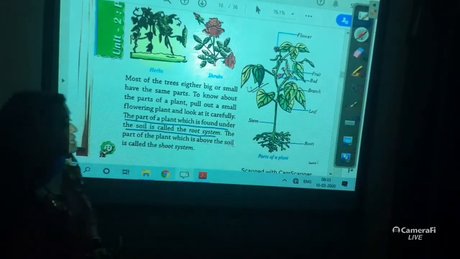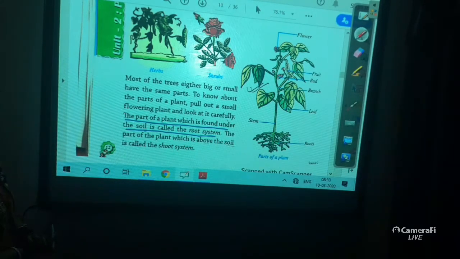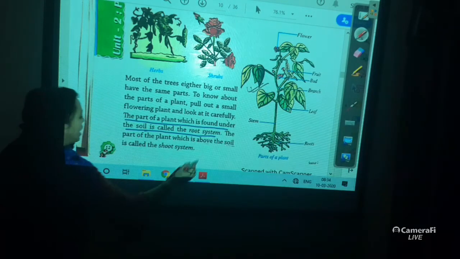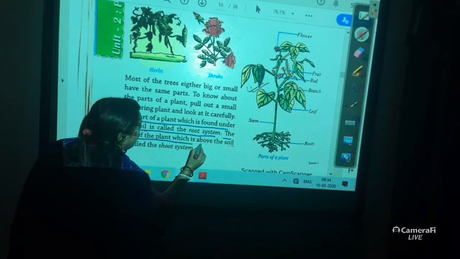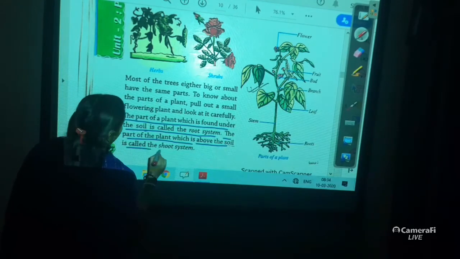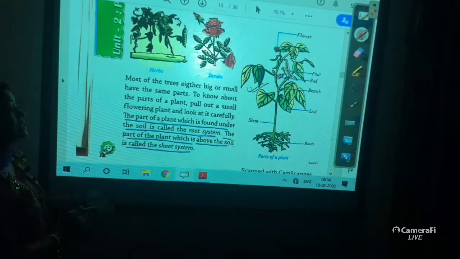So what is the root system? The part of a plant, plant की जो part मिट्टी की नीचे में रहते हैं. Okay, the part of a plant which is found under the soil is called root system, and the part of the plant which is above the soil is called shoot system. These two things are very important. What is the root system and what is the shoot system?